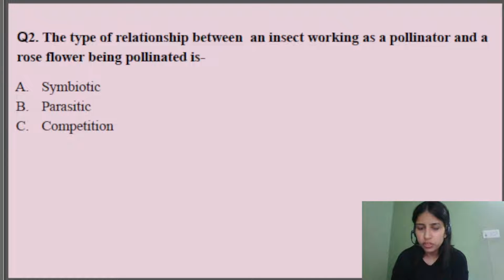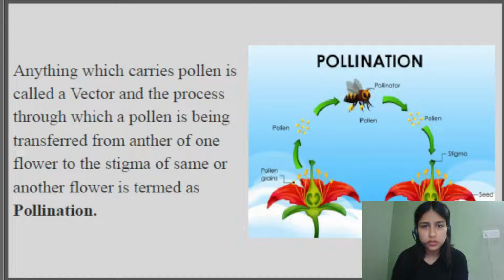So if we move forward, then we'll be looking at this process that we are calling pollination basically. So what is the process of pollination? We'll just try to read the statement that is written here. Anything which carries pollen is called a vector.